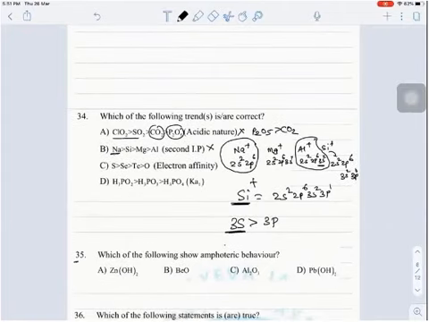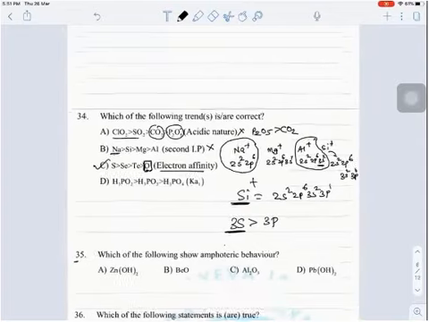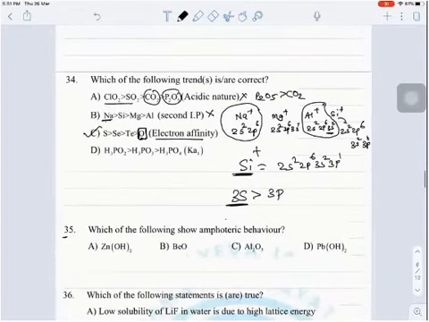Third one is based on the electron affinities. Electron affinity down the group decreases, but in the 16th group, oxygen has the least electron affinity due to its small size. So this is the correct option, because among sulfur, selenium, tellurium, the least is oxygen. Next one, the acidic nature of H3PO2, H3PO3, and H3PO4.